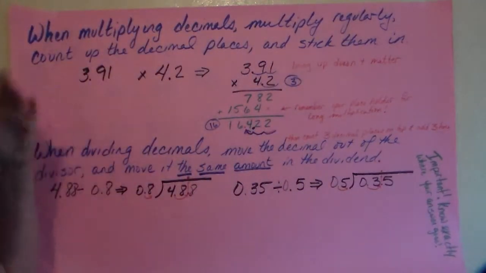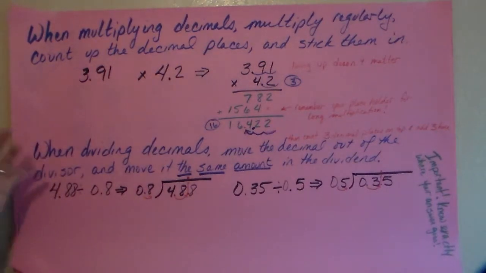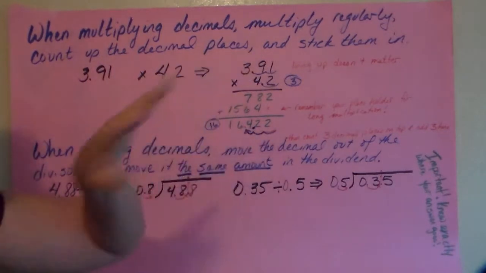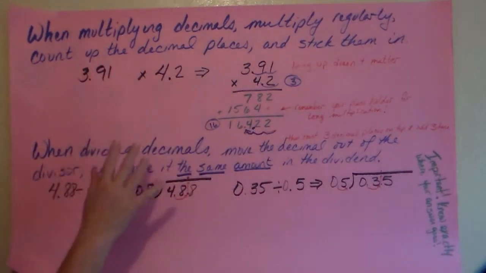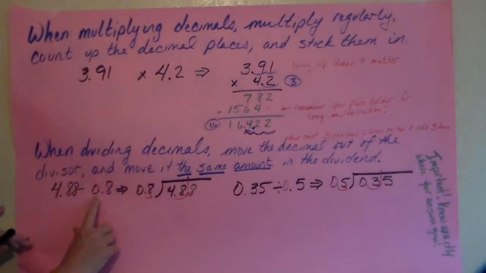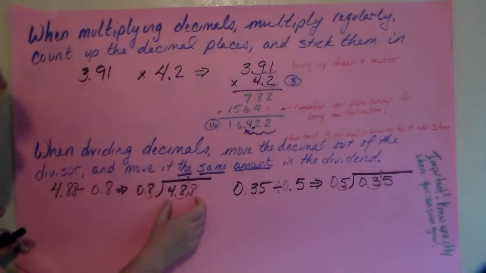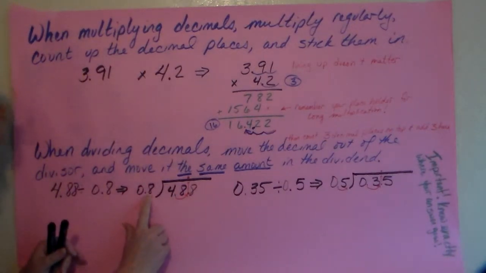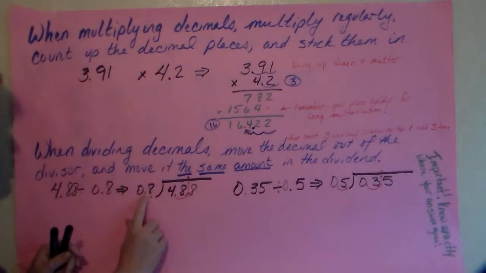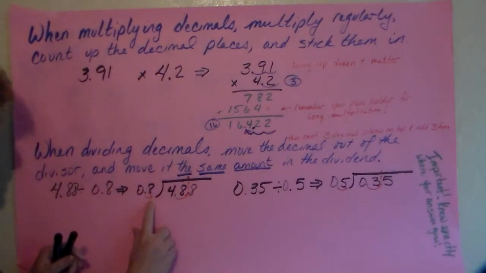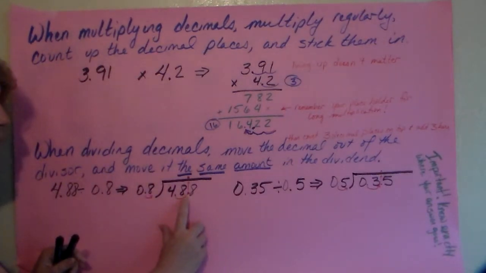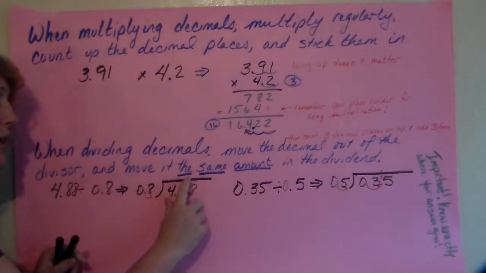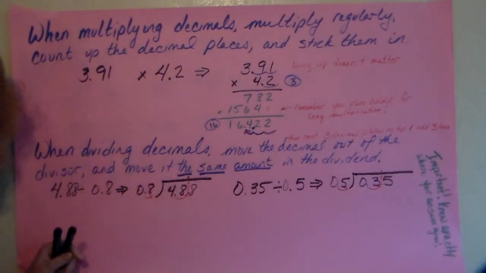All right, now we've got dividing. When dividing decimals, you're going to move the decimal out of the divisor and move it the same amount in the dividend. So for example, 4.88 divided by 0.8. You always put the first number in the house, okay? Now, I've got a decimal here. I cannot have a decimal out here. So I'm going to move my decimal point over 1 here, but I have to move it over the same one here. That means I put it up here. First thing you should do is put the decimal up there.